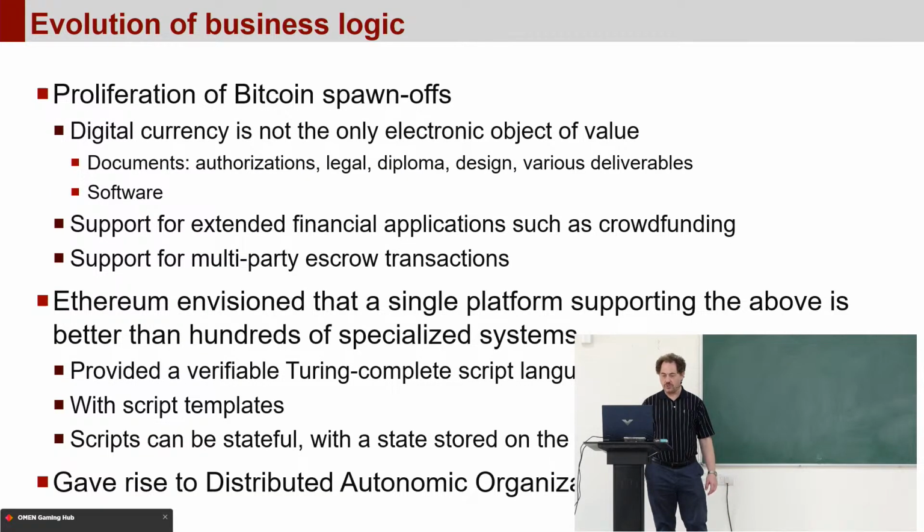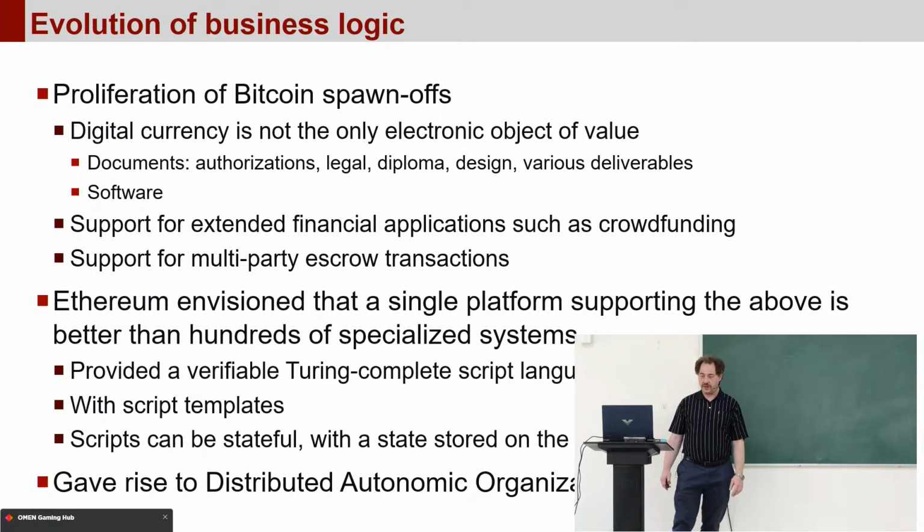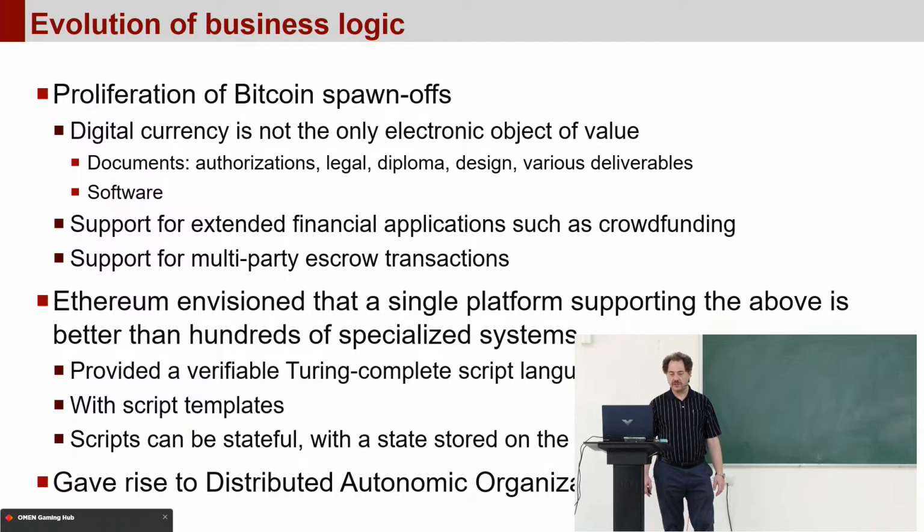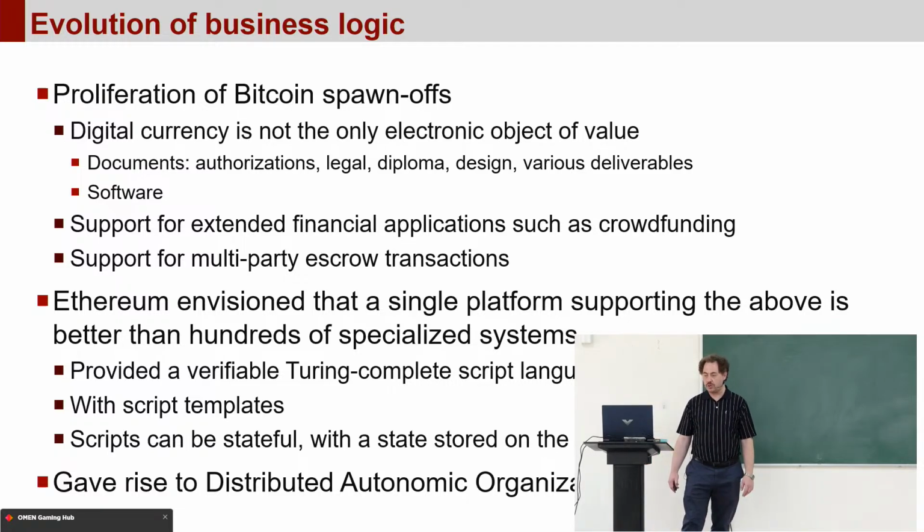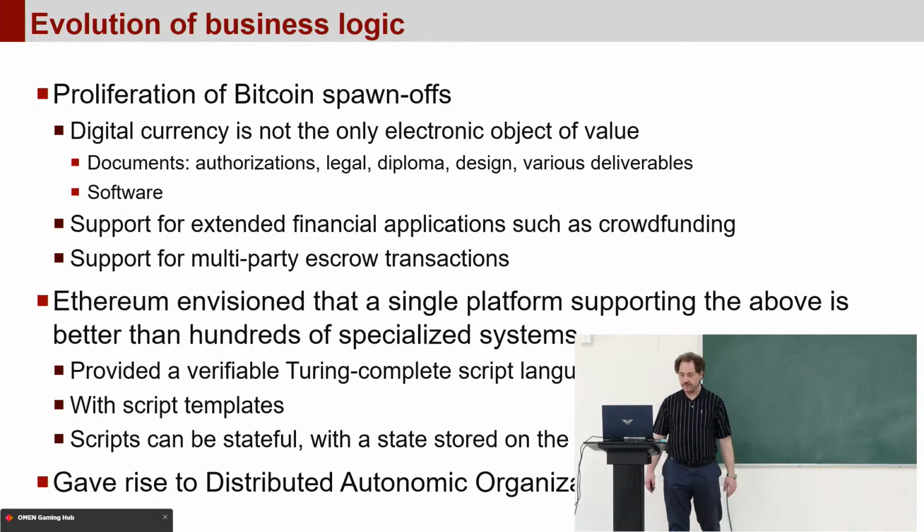So how did it all start? I was already covering this topic in the beginning. It started from a proliferation of Bitcoin spawn-offs. So why so many different spawn-offs? Because people realized that digital currency is not the only electronic object of value. We could also store documents. Additionally, people wanted to support extended financial applications such as crowdfunding, which was not possible on Bitcoin.